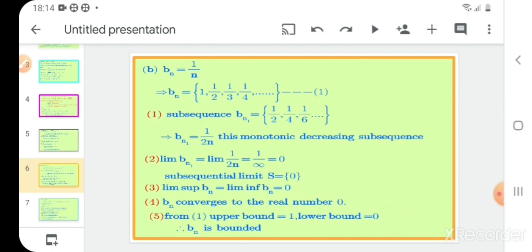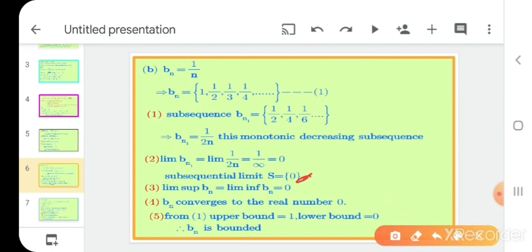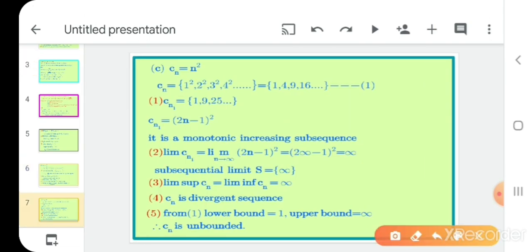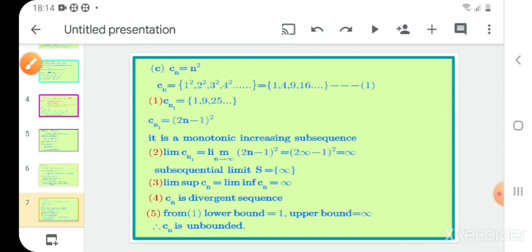See here, if we get only the limit 0, we write infimum and supremum is 0. Similarly, here also we write limit supremum of Cn and limit infimum of Cn equals infinity. Infinity means, is it convergent or divergent? If a sequence is convergent, it has only a real number as limit. If the limit is plus infinity or minus infinity, we call it divergent. Okay. So, Cn is a divergent sequence.